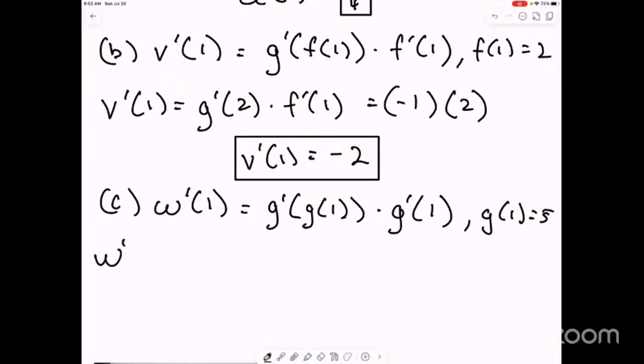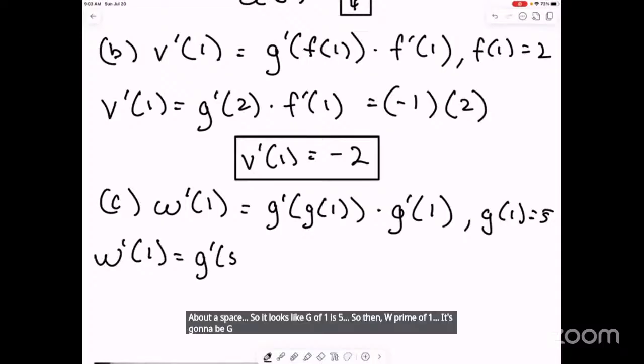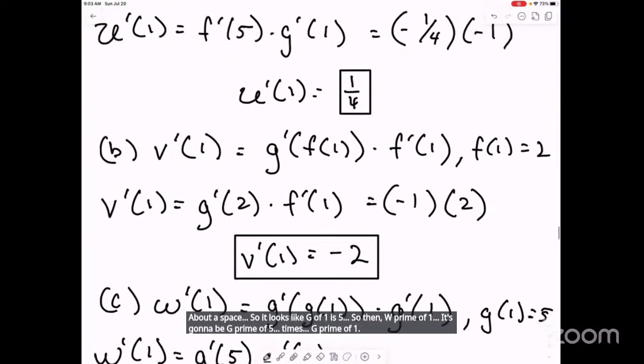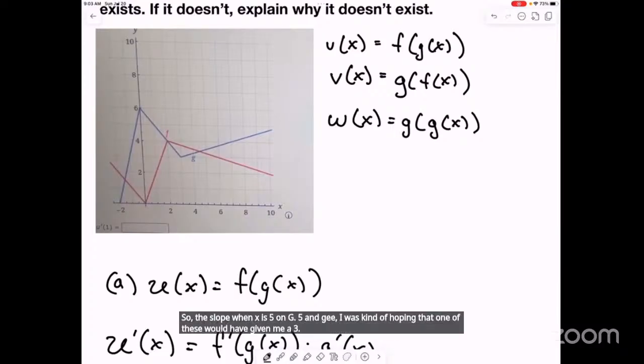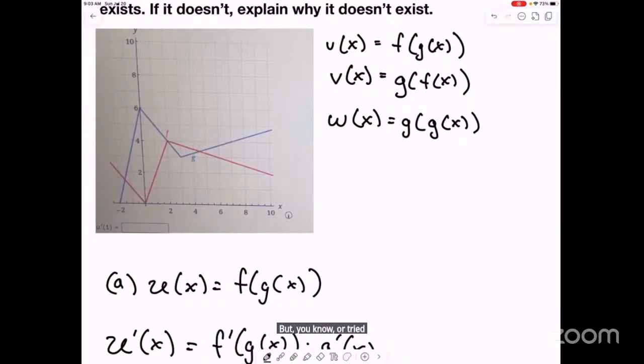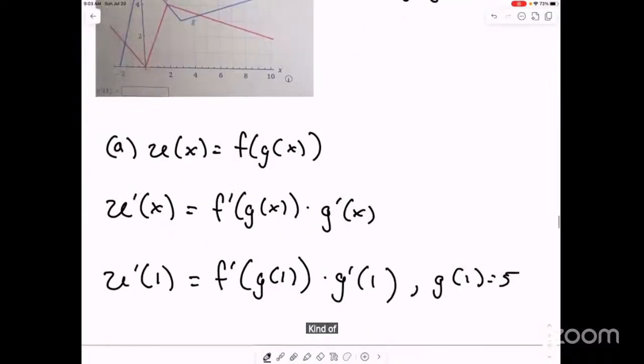So then w prime of 1 is going to be g prime of 5 times g prime of 1. So the slope when x is 5 on g. I was kind of hoping that one of these would have given me a 3, or tried to get to one of these. We came close, but I don't think we did, an f prime of 2 anyway. Kind of wanted one of them. Anyway, let me focus.